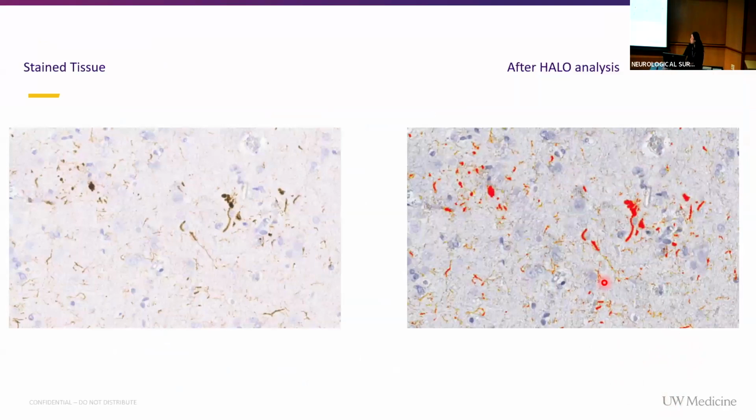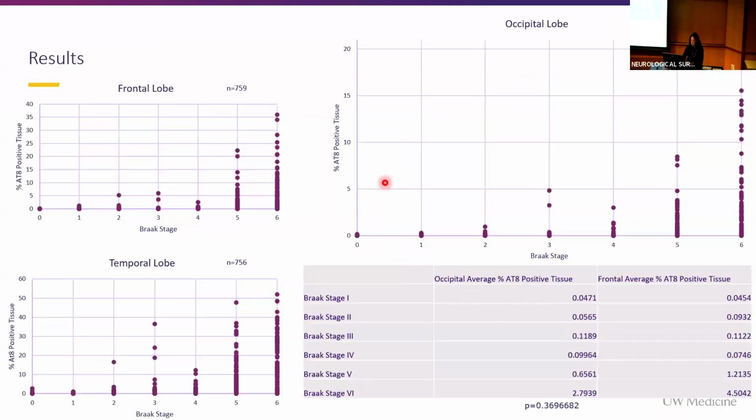So this is just an example of what the slides look like on Halo. These blue dots over here are the cell nuclei, which have been stained by hematoxylin, and the brown splotches are the pathological tau. And here are our results. I just have a bunch of dot plots showing data from the temporal lobe, frontal lobe, and finally occipital lobe. On the X-axis we have Braak stage, and on the Y we have percent of tau-positive tissue.